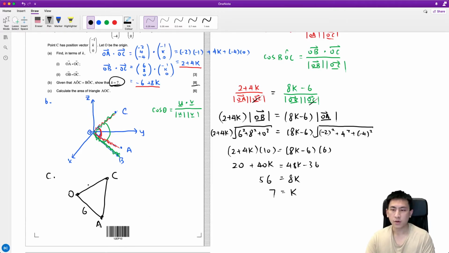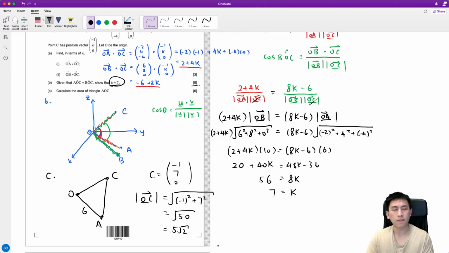And you can find OC, now that you know k is 7, because now that means C is going to be minus 1, 7, and 0. So that means the length of OC is going to be square root of minus 1 squared plus 7 squared plus 0 squared. I'm not going to write it. So that's going to be square root of 50. Simplify it. It's going to be 5 root 2. Okay? That means this line is 5 root 2.